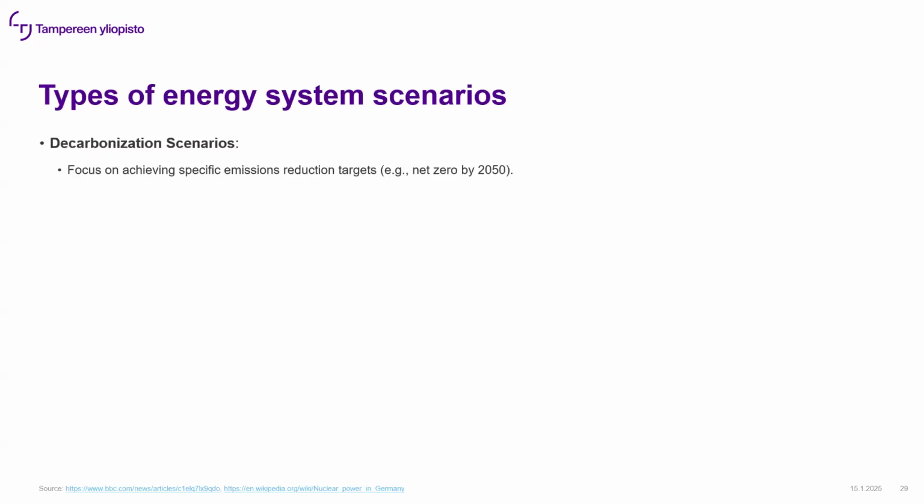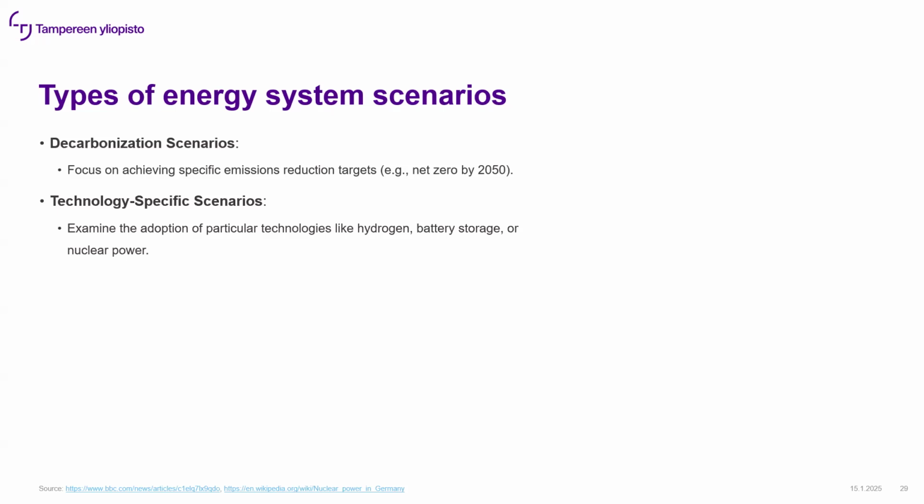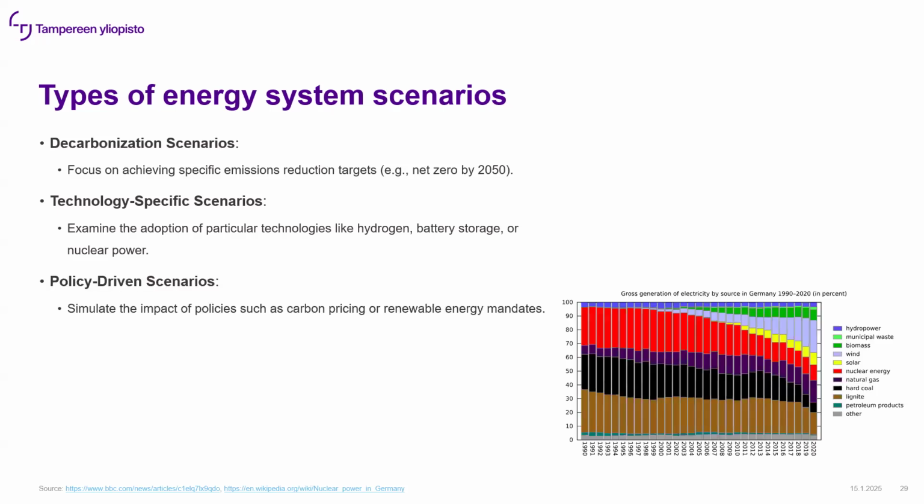There are certain types of scenarios. Decarbonizing scenarios focus on achieving specific emission reduction targets, so this is net zero by 2050. Technology-specific scenarios look at the adoption of particular technologies like hydrogen, battery storage, or nuclear power. Then there are policy-driven scenarios.